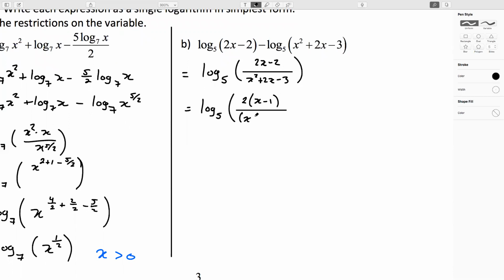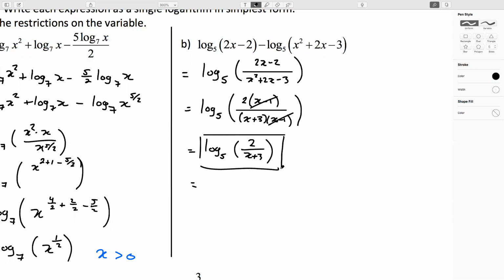(x + 3) and (x - 1). And wouldn't you know it, one of these terms cancels. X minus 1 will cancel. So this will simplify into log base 5 of 2 over (x + 3). And can we simplify this anymore? No, that's it. That is as far as we can go.